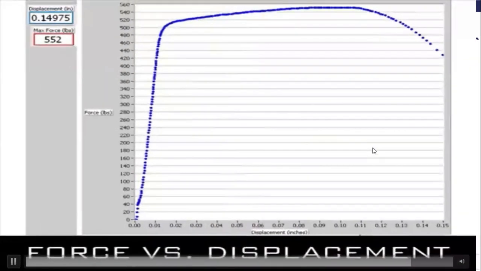And here we have the complete graph. So up to the yield strength, it is linear elastic movement. Above the yield stress, we see plastic deformation up to the maximum breaking load. And then we see ultimate elongation after that.